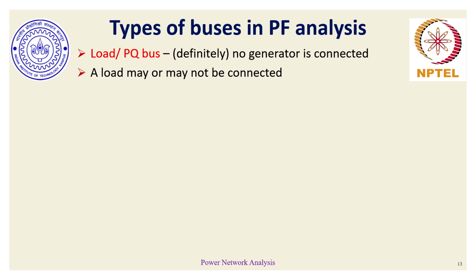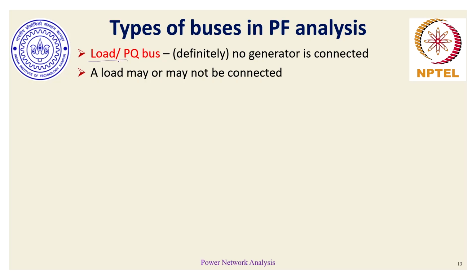It might happen there is a bus which has nothing connected to it. It has just a few incoming lines and a few outgoing lines. There is no generator connected to it, and no load connected to it. Those buses could also be called load buses or PQ buses, or in fact zero injection buses. And the reason why we call them PQ buses, we'll see in a moment.